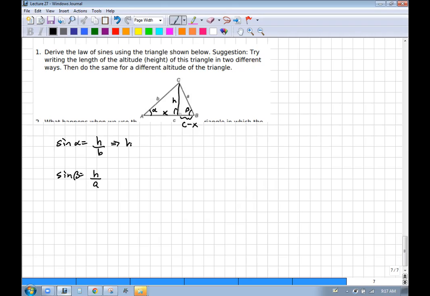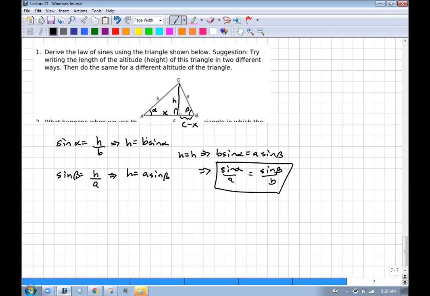So this says h is b sine alpha. This says h is a sine beta. Well, h is equal to h. So b sine alpha is equal to a sine beta. Or sine alpha over a equals sine beta over b.